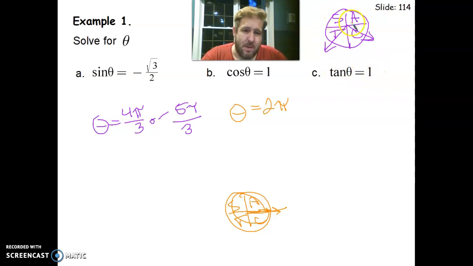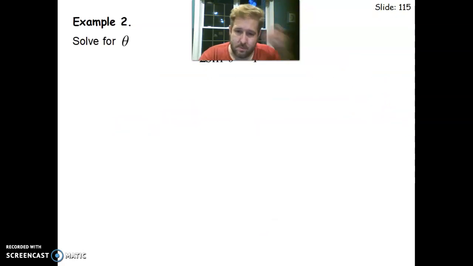Remember, that's going to be a 45-degree angle. Keep in mind that tangent is positive in both the first and the third quadrant, so that means the answers will be pi over 4, a 45-degree angle in the first quadrant, and then 1 pi, 2 pi, 3 pi, 4 pi, 5 pi over 4 would be in the third quadrant. And those are your 2 answers.